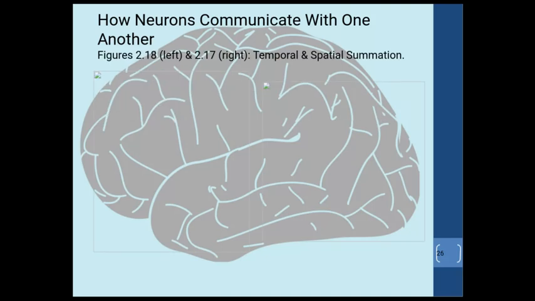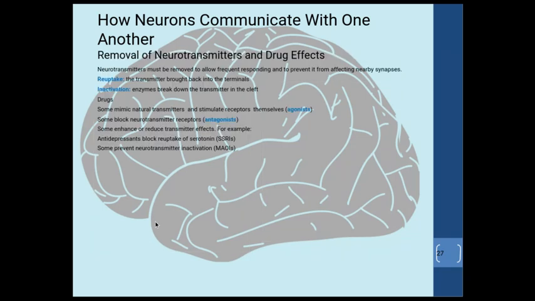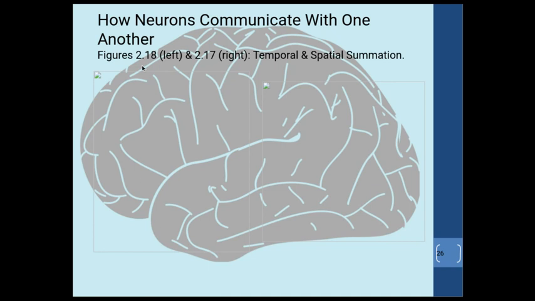So here is where you'd see temporal and spatial summation. I apologize that the pictures don't show up on this slideshow on my computer, but you can go to the pages where I have this written out, and you can see those pictures. But basically, temporal summation is that they come in at the same time. Spatial summation is that you get enough channels to open to give you enough depolarization at the same time to reach the threshold and cause another action potential to fire.